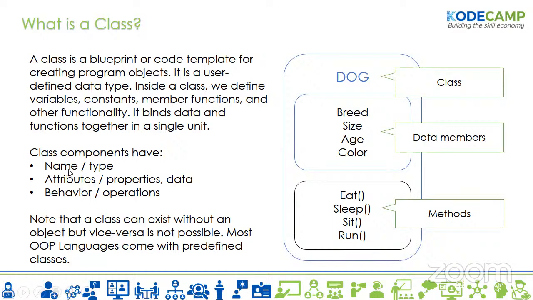Okay, so we have the name of the class, which most times we call the type. We have the attributes, which are the properties or the data. Then we also have the behavior, which is the operations that it does.